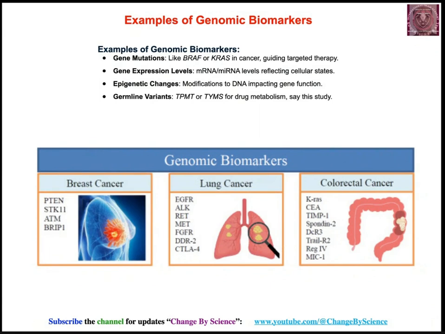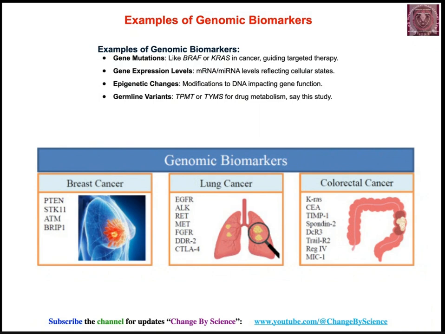Now, there are some well-known examples of genomic biomarkers. For example, in breast cancer: PTEN, STK11, ATM, PIK3R1. Then lung cancer: EGFR, ALK, RET, MET, FGFR, DDR2, CTLA4. Colorectal cancer: KRAS, CEA, KIM1, Spondin 2, DcR3, TREM-R2, REG4, MIC1.